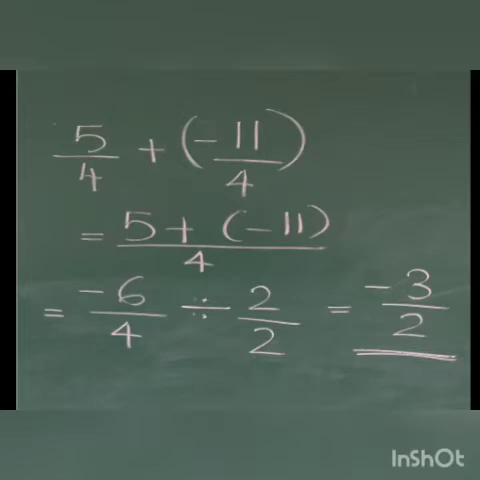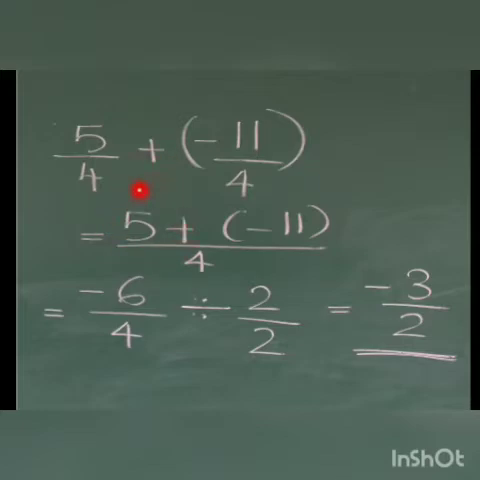So, here what are the numerators? 5 and negative 11. So, 5 plus negative 11 and the common denominator is 4. So, when you see here, 5 is a positive integer and negative 11 is a negative integer. So, what do we do? Here one is positive and one negative, so we are subtracting because they have different signs. So what is 11 minus 5? 6. And we are putting the sign of the larger number.